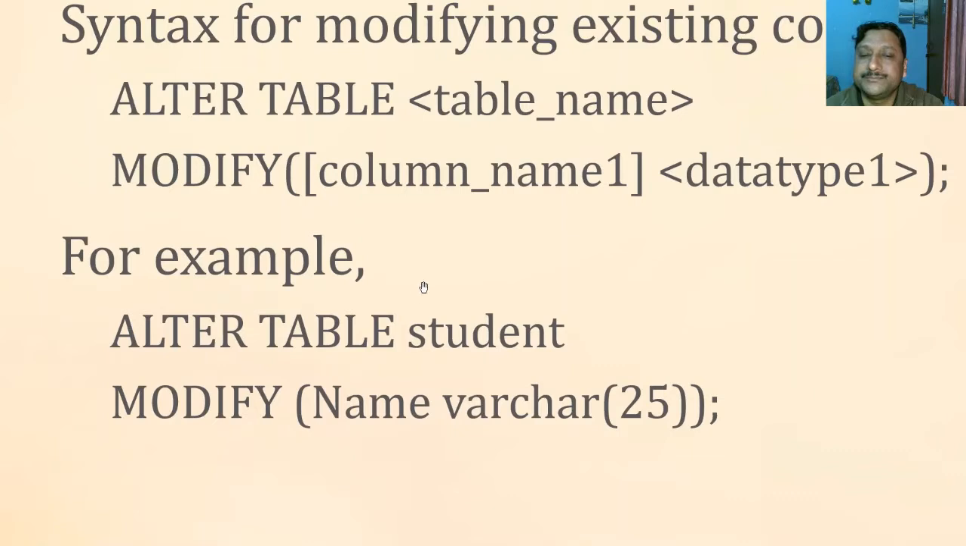For example, alter table student modify name. The name column already exists in that table, and we are going to change the size here. The varchar data type is kept, and the size, in place of 15 or 20, is changed to 25. Now the name column will be modified with this data type and size.